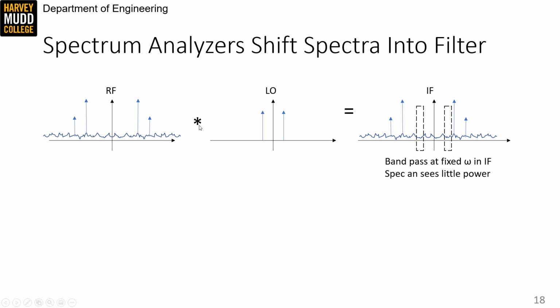And since mixers multiply in the time domain, we convolve in the frequency domain, meaning that we would get two copies of this signal, one at the higher LO spike and one at the lower LO spike. I've only drawn one at the lower LO spike in our IF signal here, but there's some symmetry arguments that show that the higher one would add up similarly.